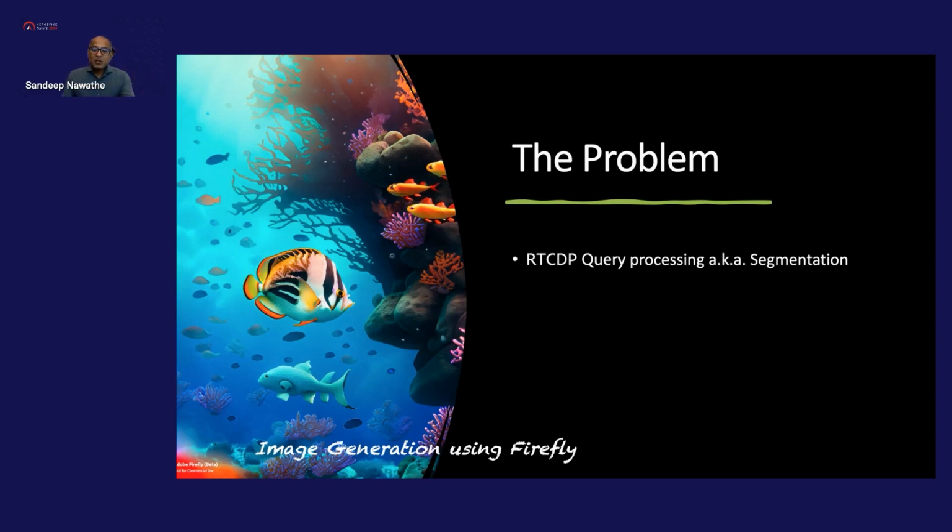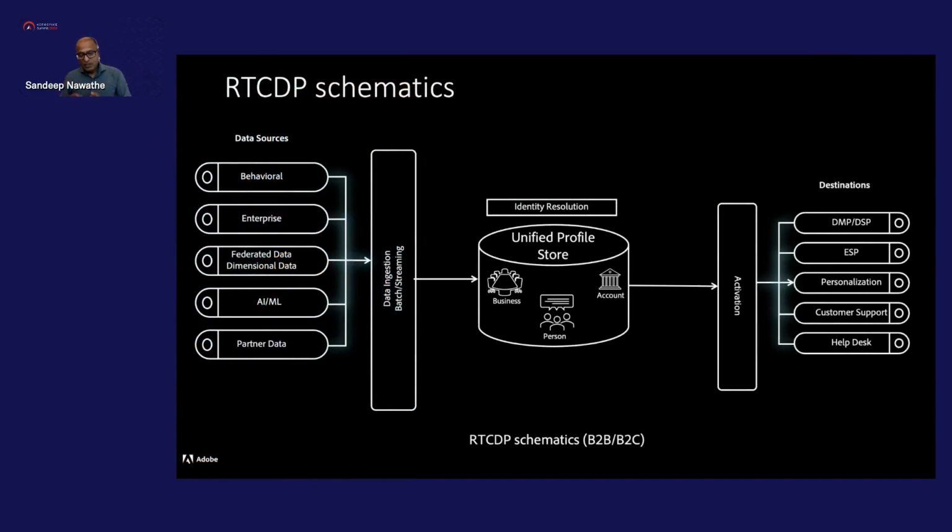The problem that we're going to be talking about is RT CDP query processing, also known as segmentation. Before getting into the segmentation problem itself, let's start by looking at the description of RT CDP itself. Here is the RT CDP schematic that I'm looking at. By the name, this is essentially a customer data platform. Right at the center, what you're looking at here is the customer data. Customer data is at a person level. In a B2C business, there will be a person-level profile that's getting built.